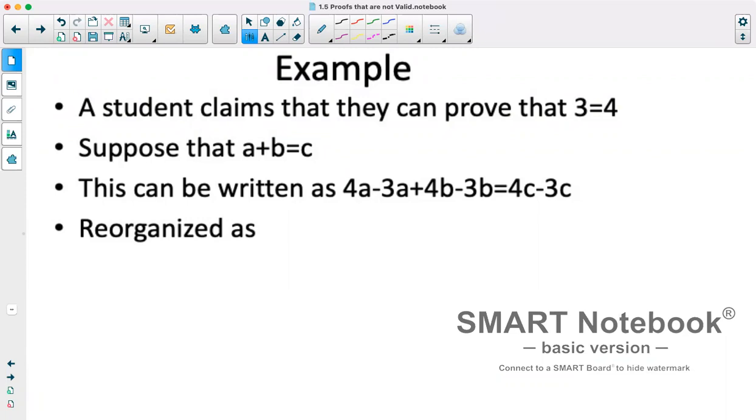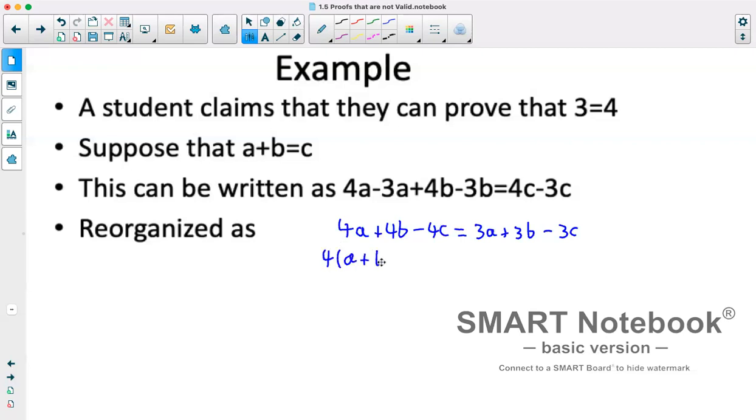They then reorganized this as, we moved all the 4's to one side. So we've got 4A plus 4B minus 4C equals, then they moved all the 3's to the other side. So 3A plus 3B minus 3C. They then factored out the 4 out of every term.